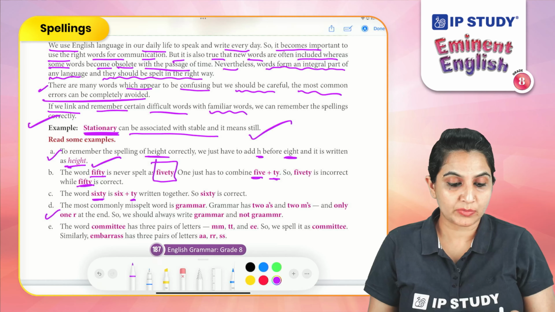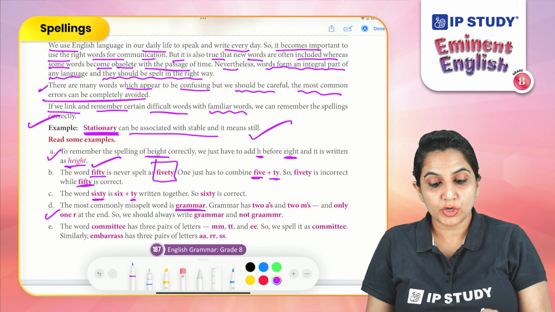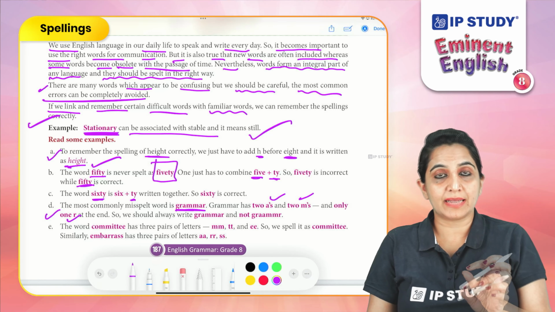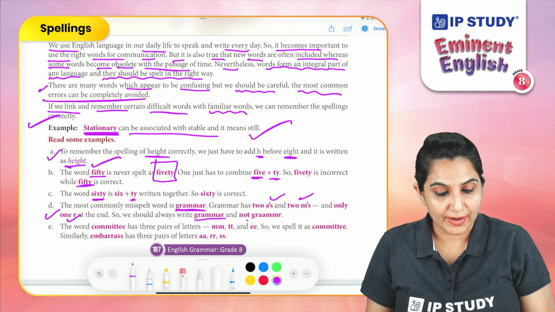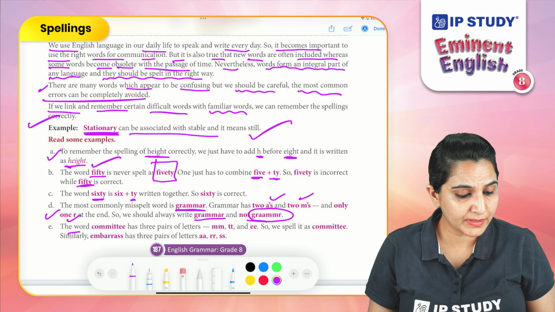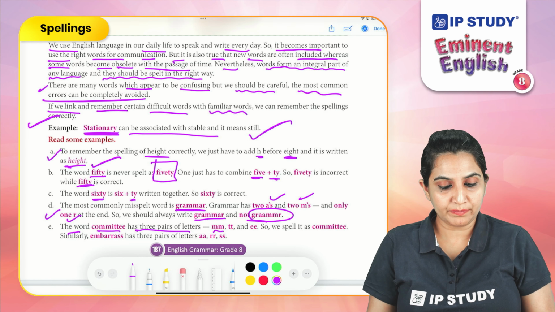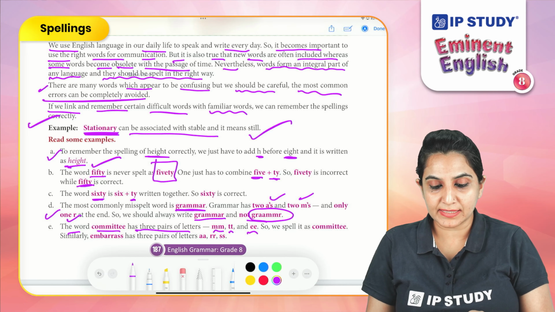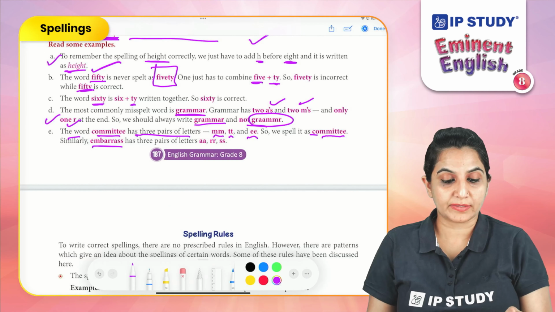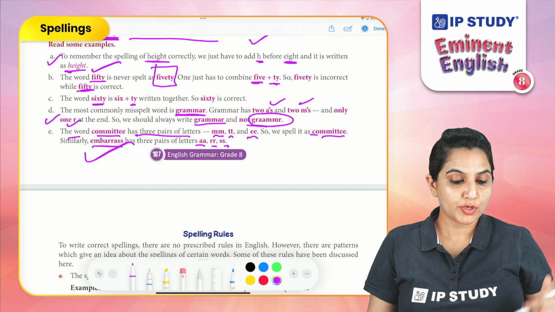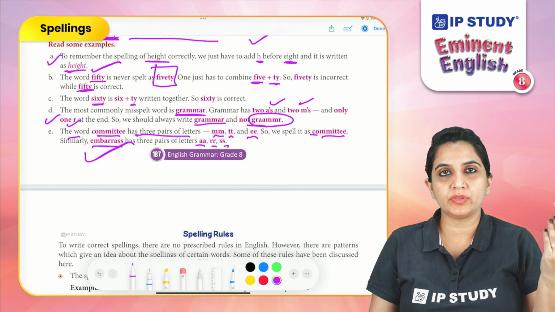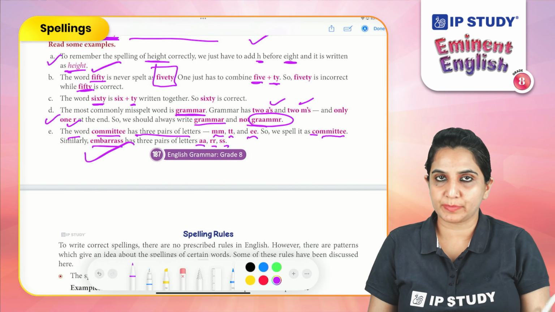The most commonly misspelled word is grammar. Grammar has 2 A's, 2 M's and only 1 R. Just remember it like that. So you will always write grammar as grammar and not grammer. It has only 1 R, but the A's are separate. The word committee has 3 pairs of letters, double M, double T and E. So we spell it as committee. Similarly, embarrass has 2 pairs of letters, embarrass. So always following the rules or the sounds and remembering a few tricks in your mind can help you remember spellings accurately.